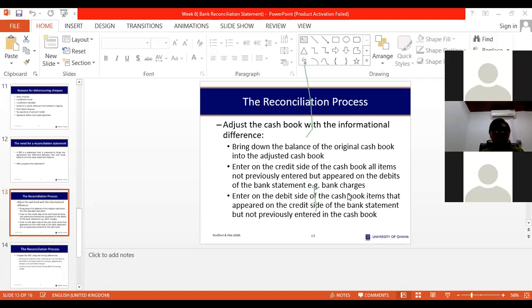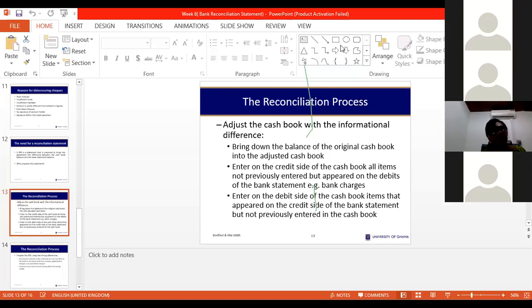Yes, Paul, your hand is up. Madam, please, the unpresented checks, are they also known as uncollected checks or outstanding checks? Why uncollected? I am saying that they have collected it, they've gone, but they have not sent it to the bank. So it cannot be uncollected. Madam, I saw a question like that, and they wrote uncollected. I didn't know where to put it, whether I should put it as uncredited or unpresented.